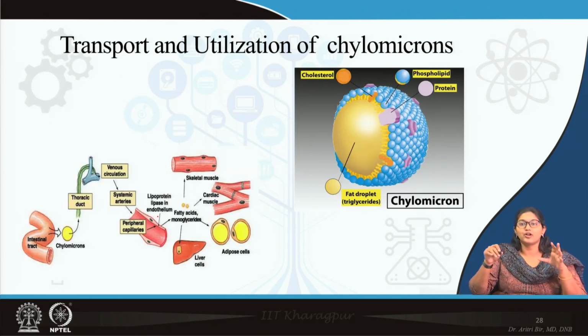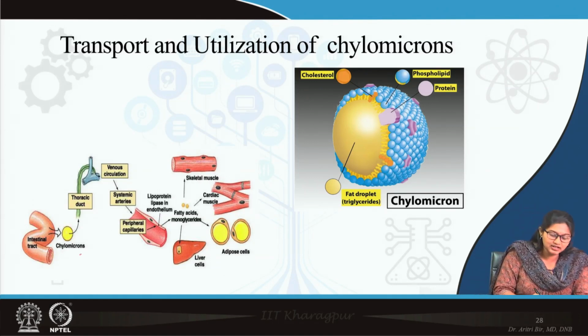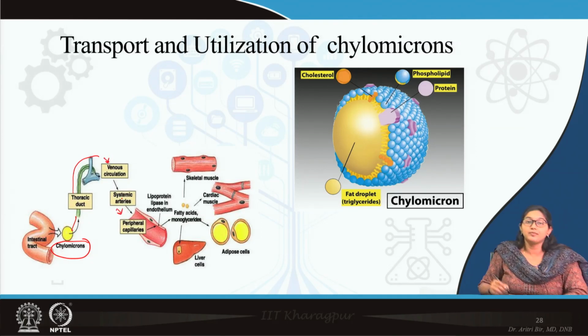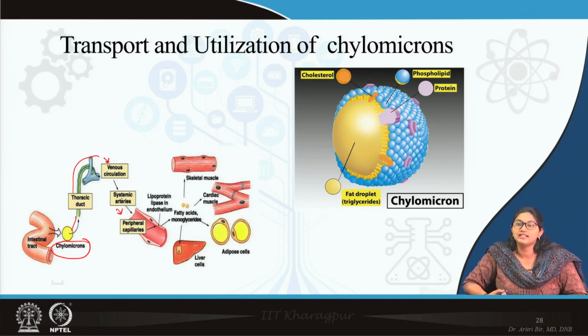So, one very important form of lipid which is circulating inside our body is chylomicron, which is a conjugated lipid containing different dietary lipid as well as proteins. Now, you can see from the intestinal tract this chylomicron can be absorbed and circulated through thoracic duct and coming to venous circulation, reaching the systemic artery, peripheral capillaries where they are finally digested and broken down.